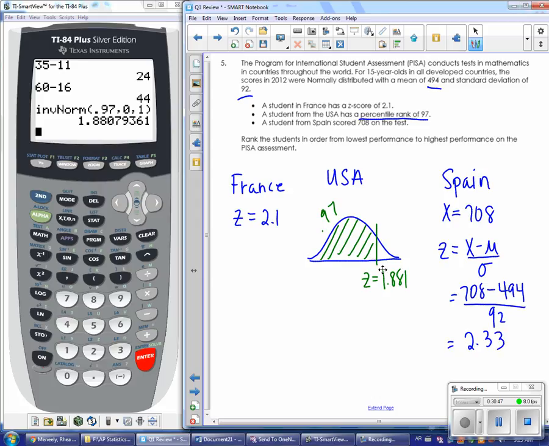We want to go from lowest performance to highest performance. So the lowest performance was the student from the USA. The next to the highest was the French student, and the highest scoring student was from Spain. And like I said, you could also convert everything to X values. You could look at the percentile for each one. I just think it's easiest to compute the z-score for each student.